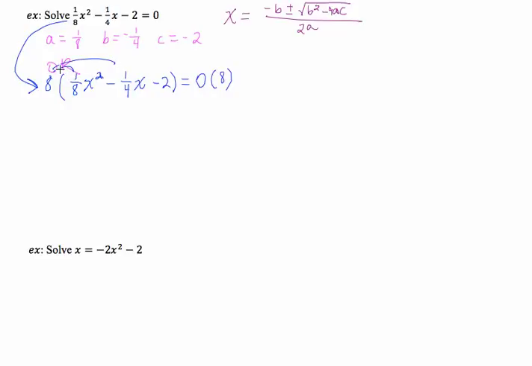Then when I distribute that out on the left, we'll have 8 times 1/8 x squared. So that's just x squared. Minus 8 times 1/4 x. 8 over 4 is 2, so that's 2x. And 8 times -2 is -16. Then on the right side, 0 times 8 is 0. Now there is nothing wrong with just solving this equation instead. It'll have the exact same solutions. So instead, I'm going to solve this one because it looks easier.